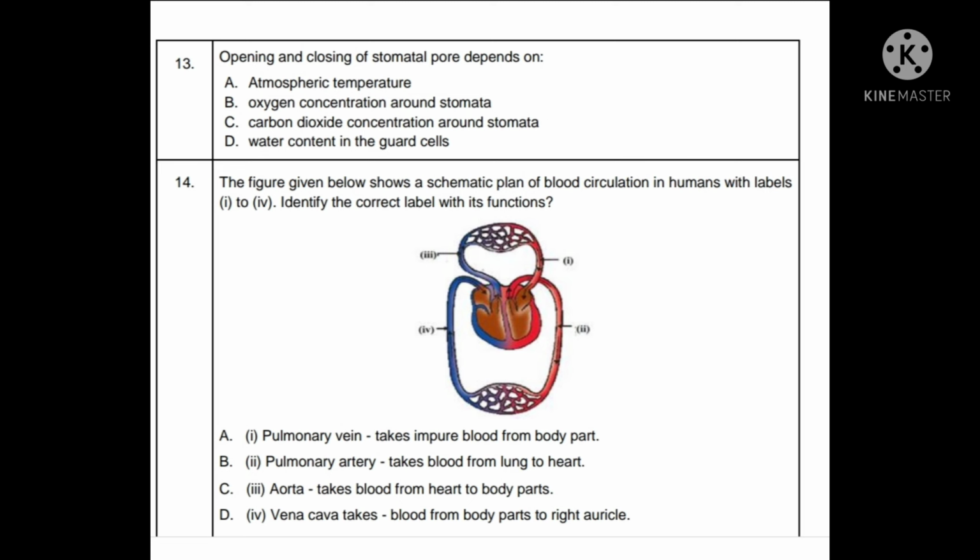Question number 14. The figure given below shows a schematic plan of blood circulation in humans with the labels 1 to 4. Identify the correct label with its function. Here the correct one is option D, fourth one, that is vena cava takes blood from body parts to right auricle.